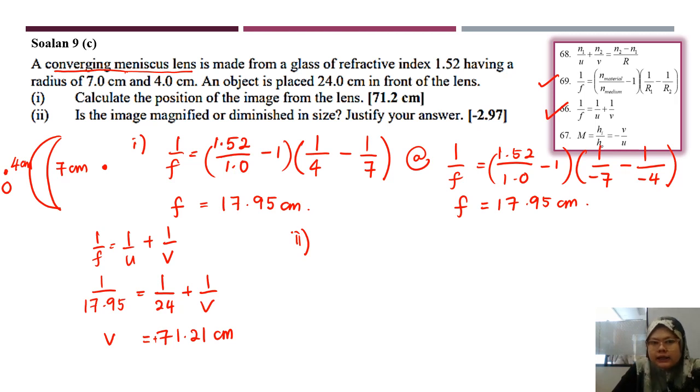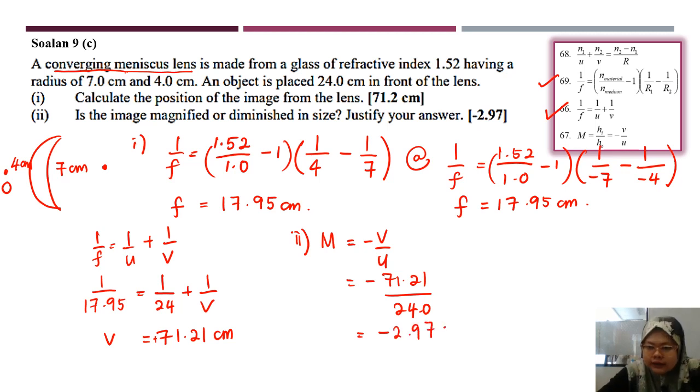Macam mana kita nak cari image yang dia nak tentukan image tu magnified or diminished? By using equation 67, which is magnification equals to negative V over U. Okay, now you find we already have the V which is 71.21 divided by U which is 24 just now. Okay, so we will get the magnification is negative 2.97.